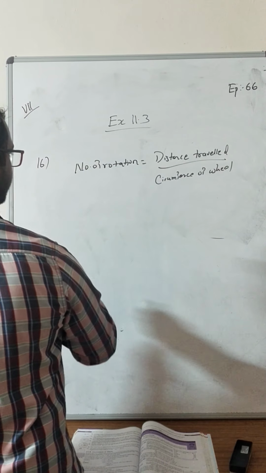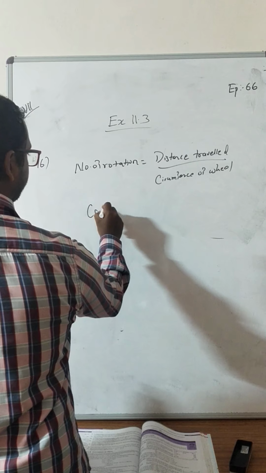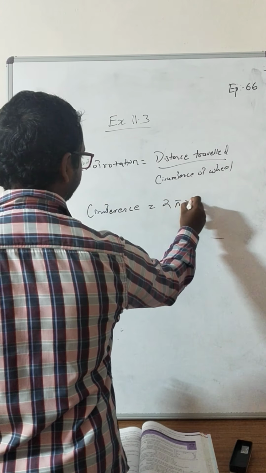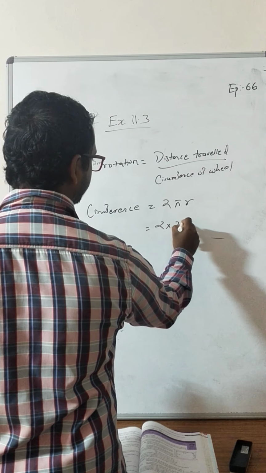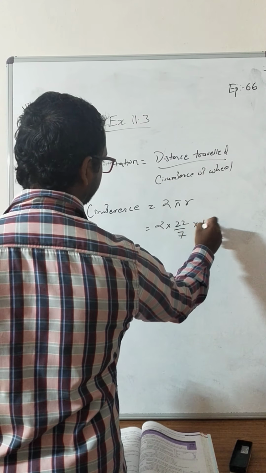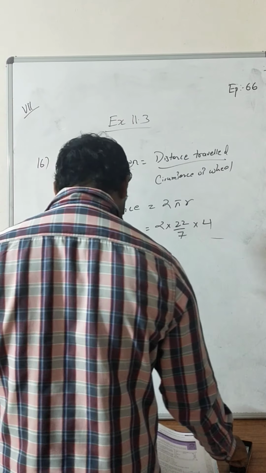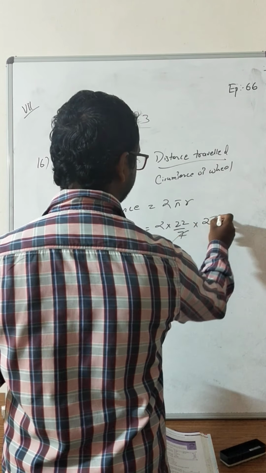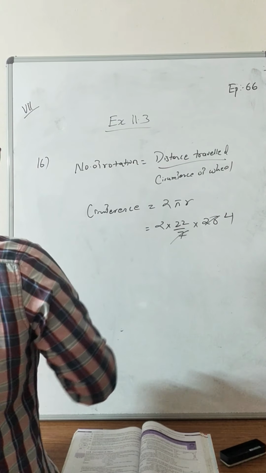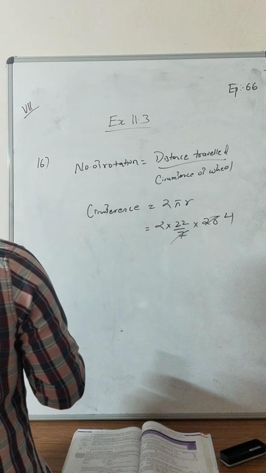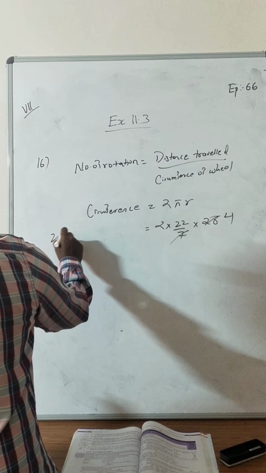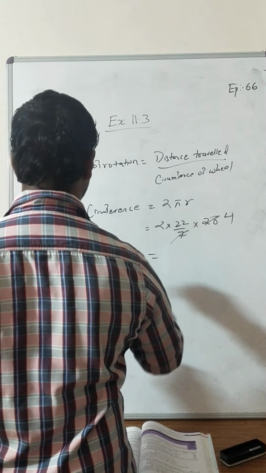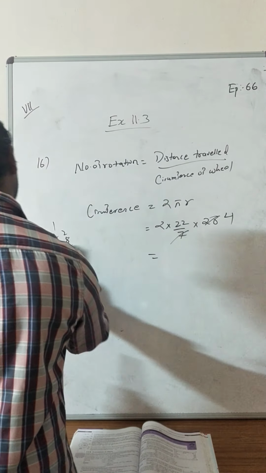Okay, so let's find the circumference of the wheel. Circumference is 2 pi r. 2 into 22 by 7 into radius, 28 centimeter. So 7 fours are 28, so 22 into 4 into 2, which is 22 into 8. How much is 22 into 8? 8 twos are 16, carry 1, so 8 twos are 16 plus 1, 17.